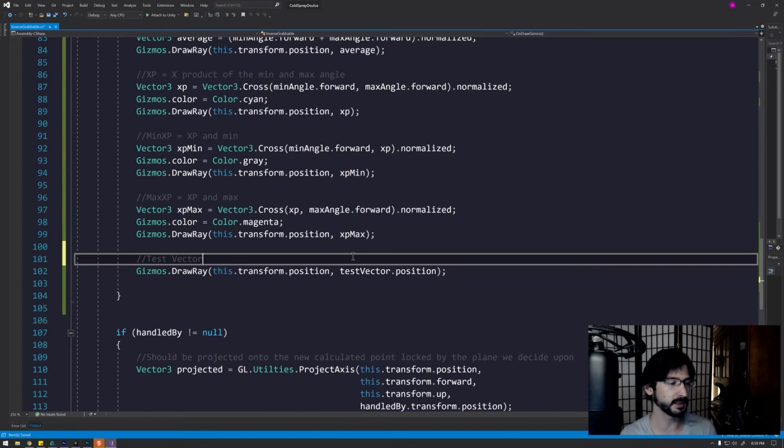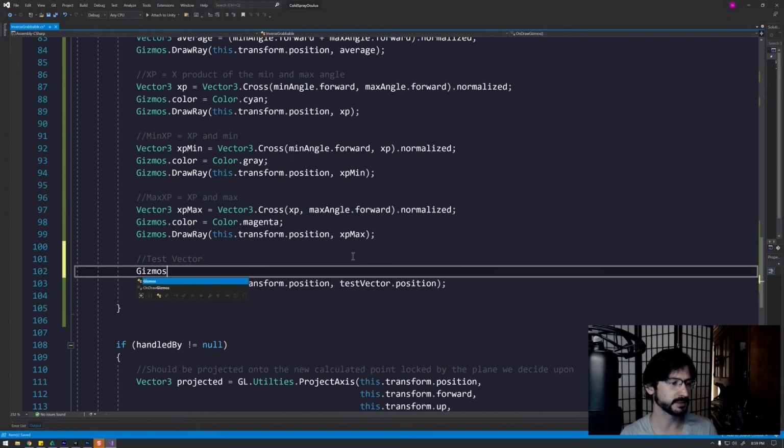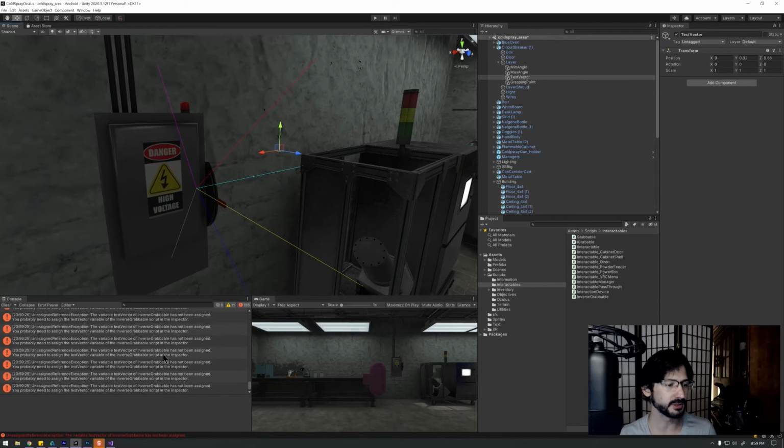And we should probably colorize this as well. Let's do gizmos.color. We're running out of colors, right? Is it going to be color dot? Why don't we do black? It's a good one. We'll do black. It hasn't been used yet. Coming back down out of here, we're getting a bunch of errors. It is saying the variable test vector of inverse is not assigned. You probably need to assign it.